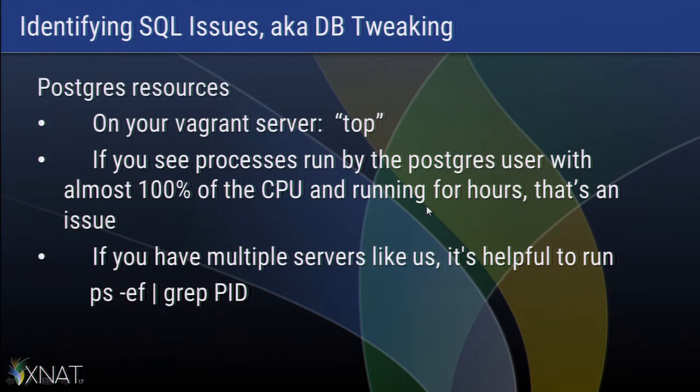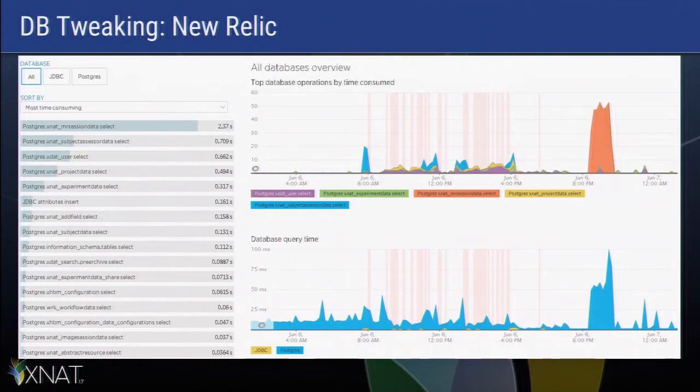If you have multiple servers like we do, then it's helpful to find out where they got launched. So once you've identified, another way you can identify the tables or the processes is through monitoring tools, like New Relic is the one we use. And this slide makes me cringe a little bit. And I think Dan has offered to buy a license and share it around to various XNATs of this monitoring tool. It's really helped us in database tuning recently.